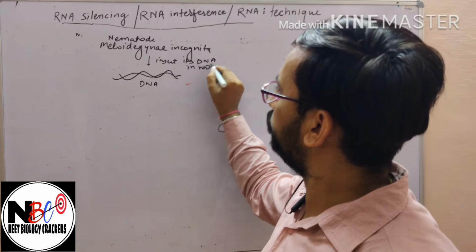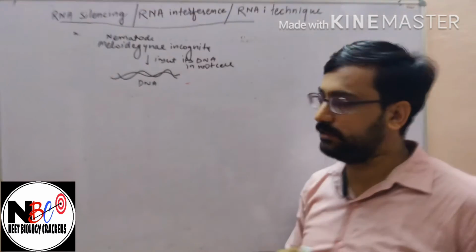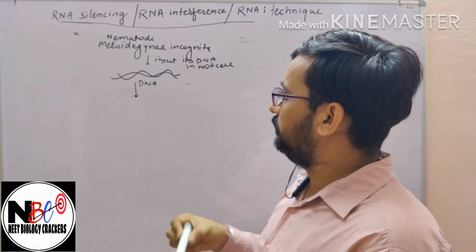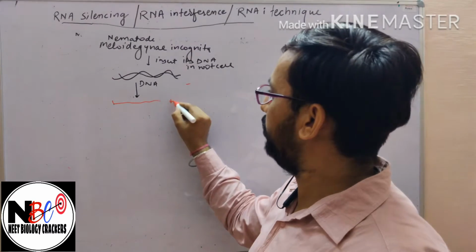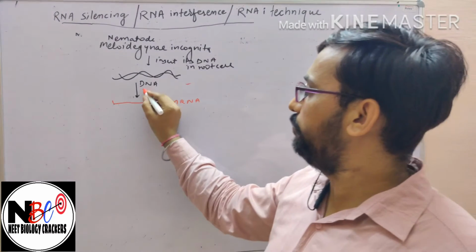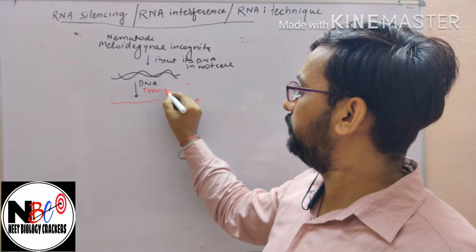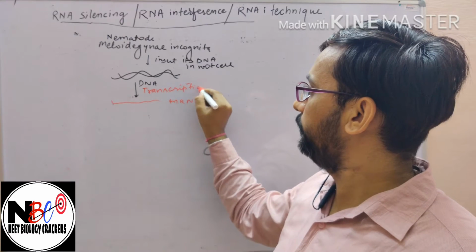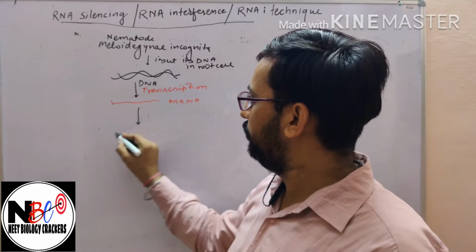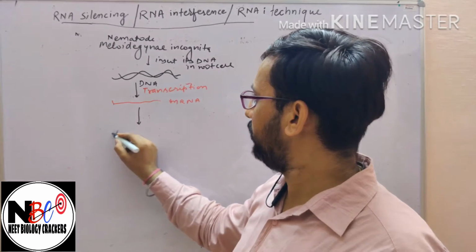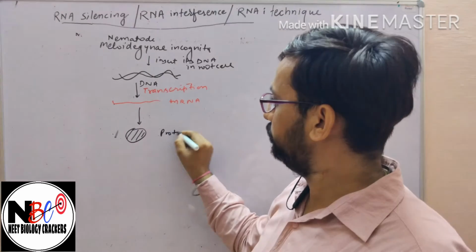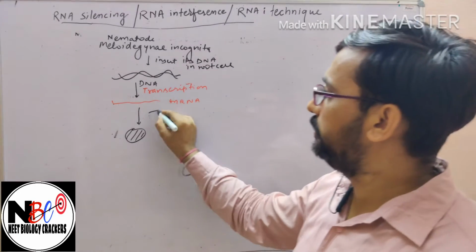It inserted the DNA in the root cell. Now this DNA forms the mRNA, and you know that DNA forms the mRNA by the process that is called transcription, and this mRNA further forms the protein. The mechanism behind is translation.